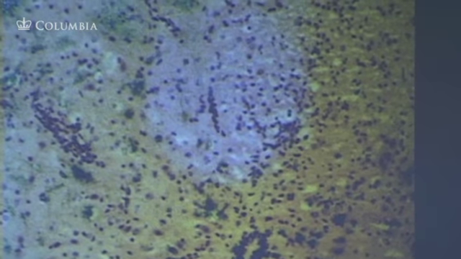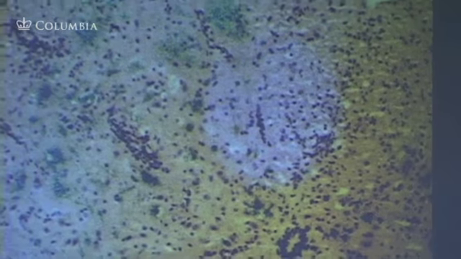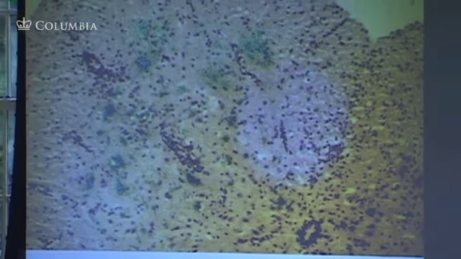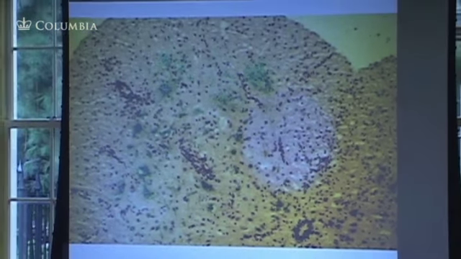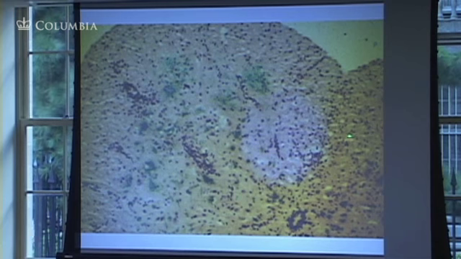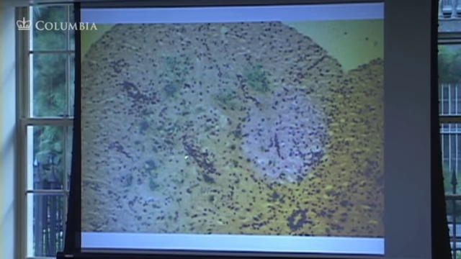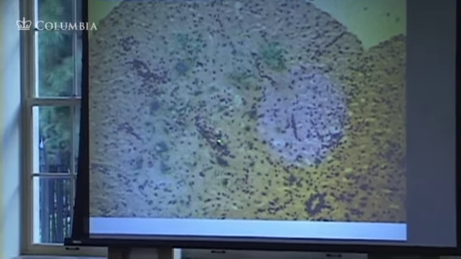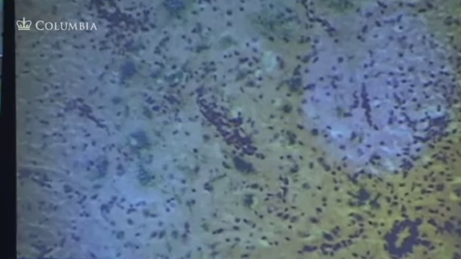In fact, here's a section of the spinal cord from one of these paralyzed mice. This is a lumbar section, so it's lower down in the spinal cord, innervating the lower limbs. Before I show you where the virus is, this is stained in a certain way to emphasize the presence of specific cells. You can see there are large clumps of cells here and here and here. These are actually immune cells coming into the spinal cord to try and get rid of the infection.